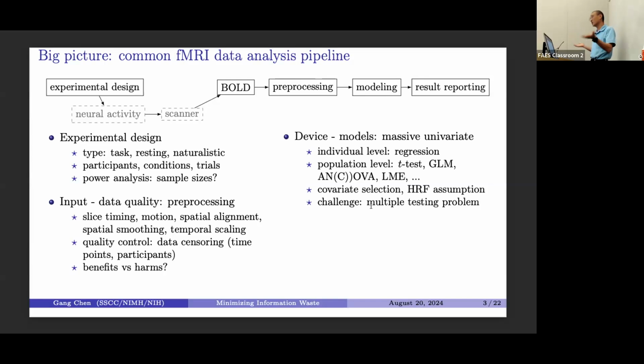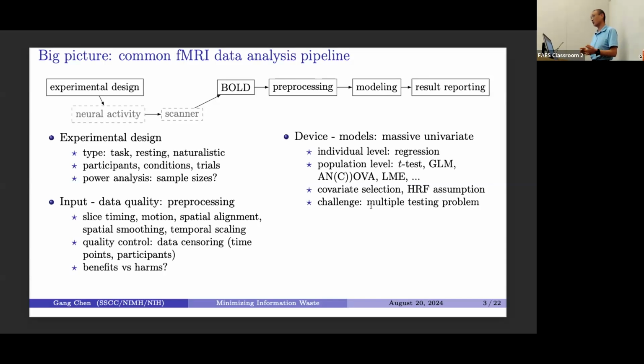Do we want to include those covariates? How do we decide which variables should be included, which should be excluded? How do we make that kind of decision? So there are many things. At the individual level, how do we model the hemodynamic response?